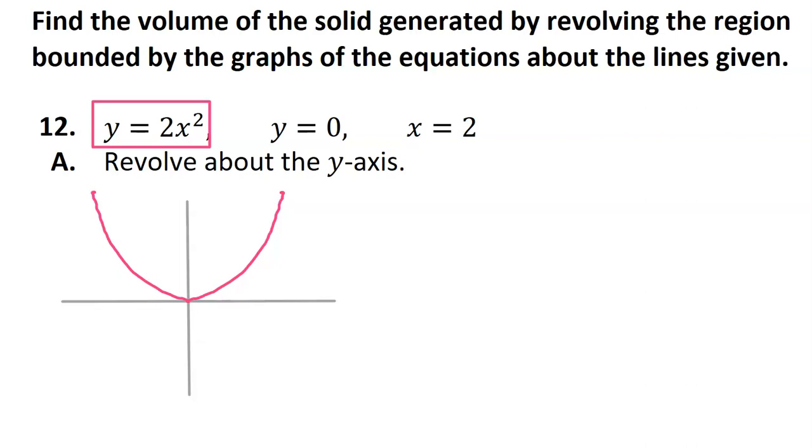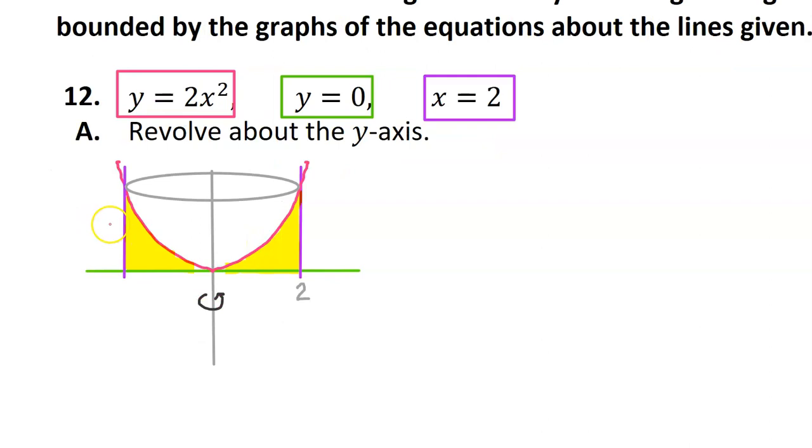Y equals 2x squared is a parabola with vertex at the origin. Y equals 0 is just the x-axis, and x equals 2 is a vertical line at 2. So this is the region bounded by the three equations. If we rotate the region around the y-axis, we get this solid that's like a cylinder with a bowl carved out of it.